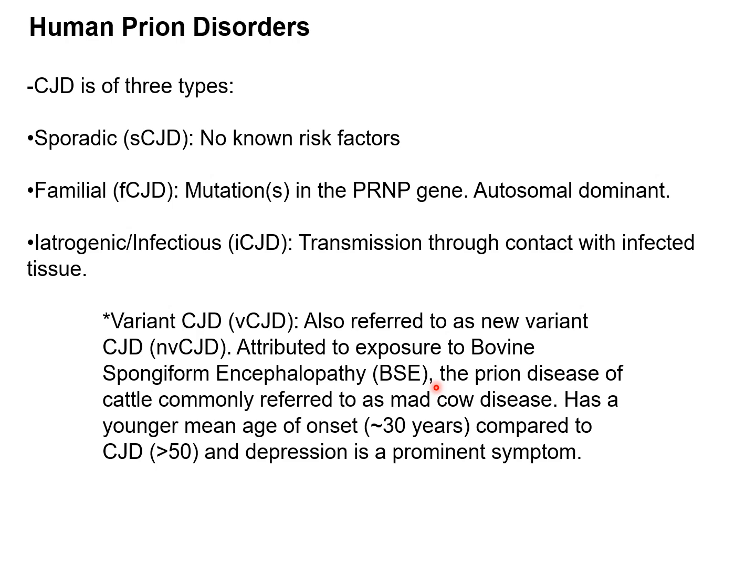The variant or new variant Creutzfeldt-Jakob disease, attributed to exposure to the prion of the cow, has a younger mean age of onset compared to CJD. For CJD, the age of onset is 50 years and older, and for the variant CJD it is about 30 years of age. Depression is a prominent symptom with variant CJD.